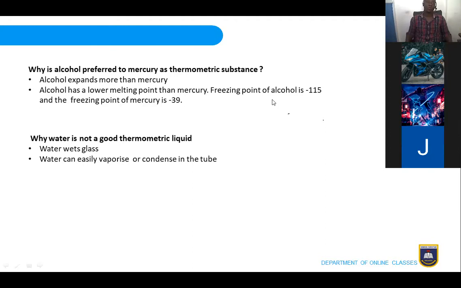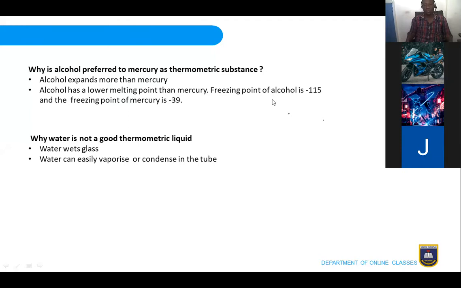But alcohol takes a short period of time to reach its boiling point. So within that short time, you can see that expansion begins to take place in the capillary tubes. The second one is that alcohol has a lower melting point than mercury. Alcohol has a lower melting point than mercury.